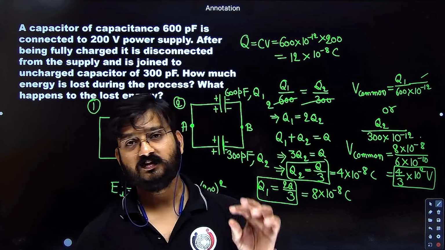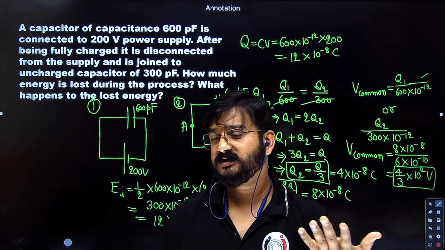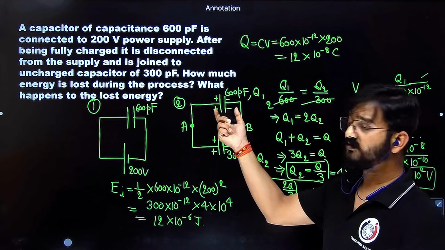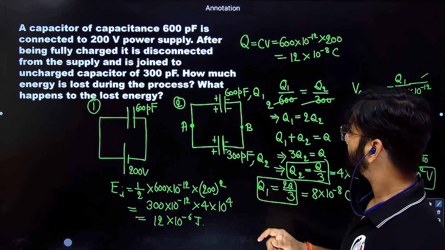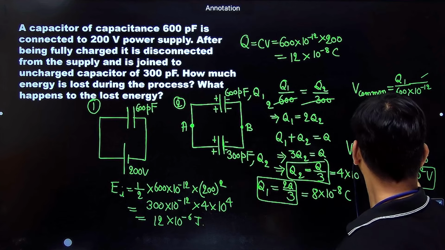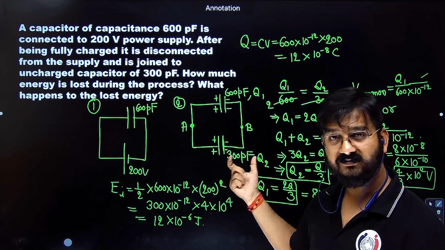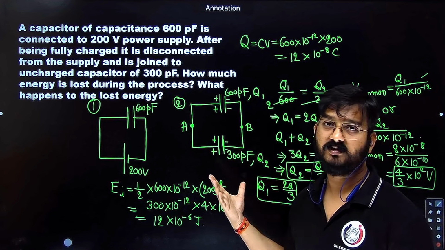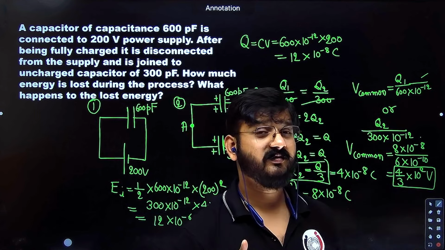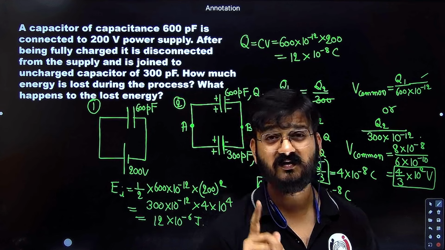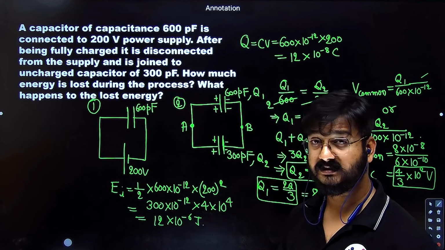Okay. Now you have the common potential. You have the capacitors also. How will you find the total energy? Use half CV square for this, and half CV square for this. C is 600 picofarad. Voltage is 4 by 3 into 10 to the power 2. Then use half CV square for this. Find out the value. Add. So that will be the final energy. When you find the final energy, you will observe that it will be less as compared to 12 into 10 to the power minus 6.